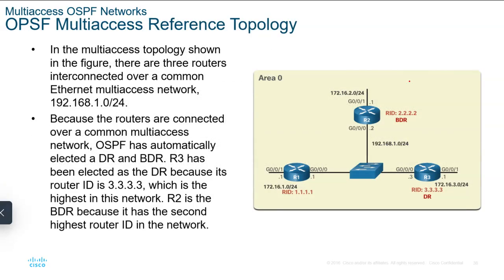So still in the multi-access topology shown in the figure, there are three routers, as you can see, interconnected over a common Ethernet multi-access network. Because the routers are connected over a common multi-access network, which is a switch, OSPF has automatically elected a DR and BDR. R3 has been elected as DR because it has the highest router ID. Router 2 is the BDR because it has the second highest router ID.